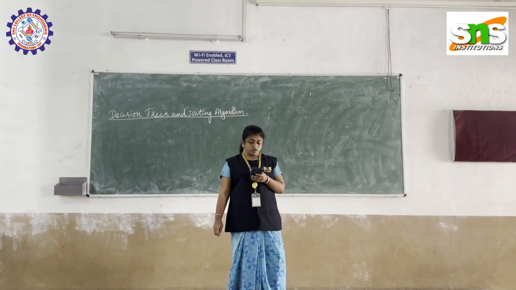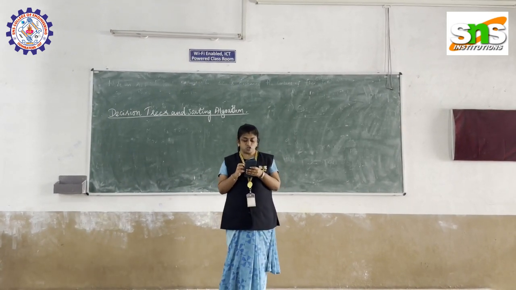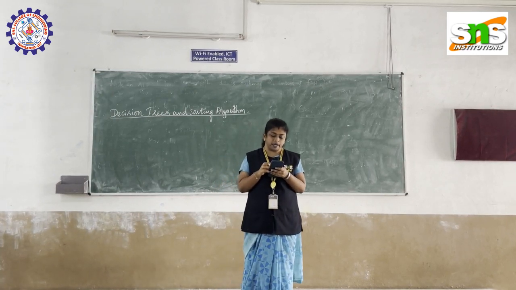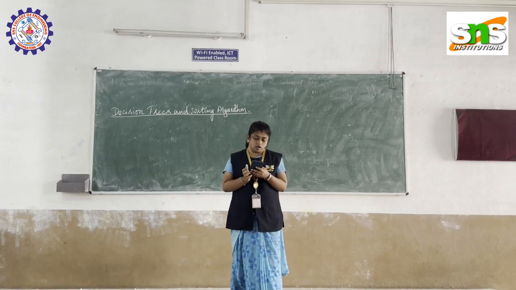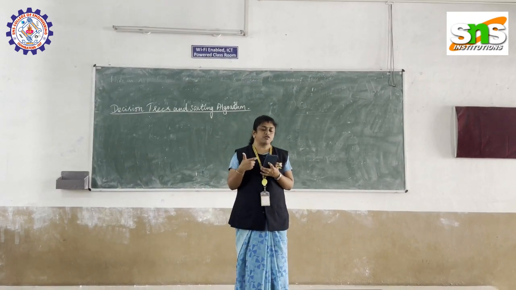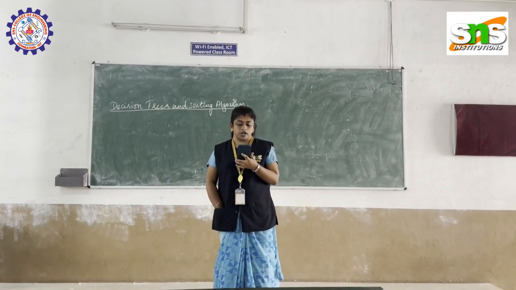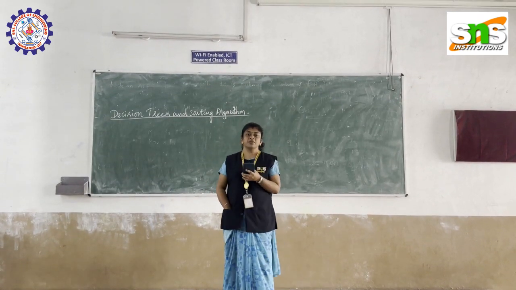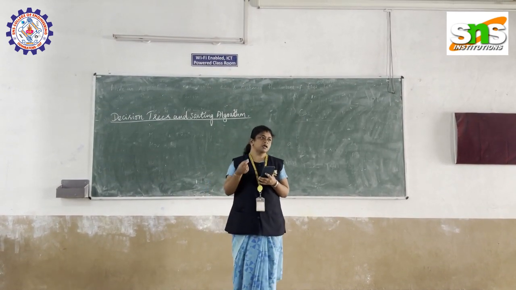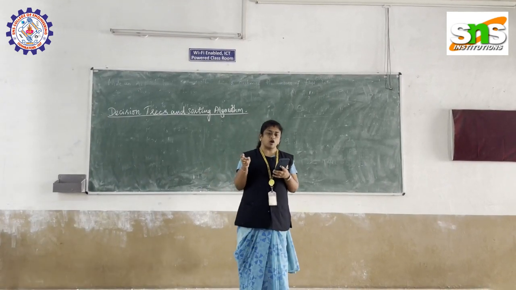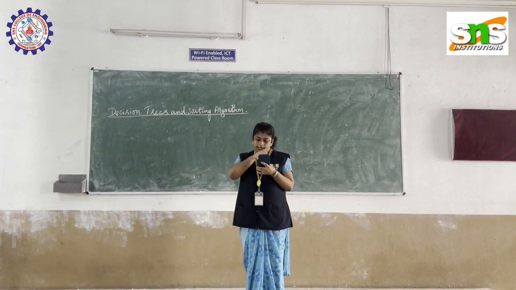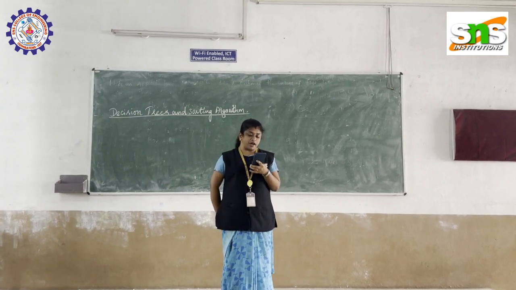Any comparison based sorting algorithm can be represented by a decision tree for each fixed n. Second point, the decision tree has a number of leaves that is greater than or equal to n factorial.